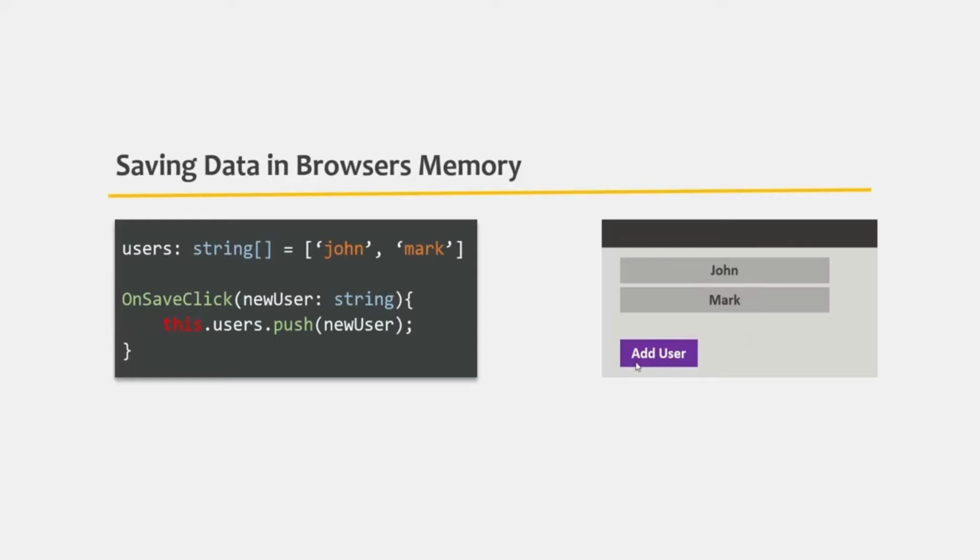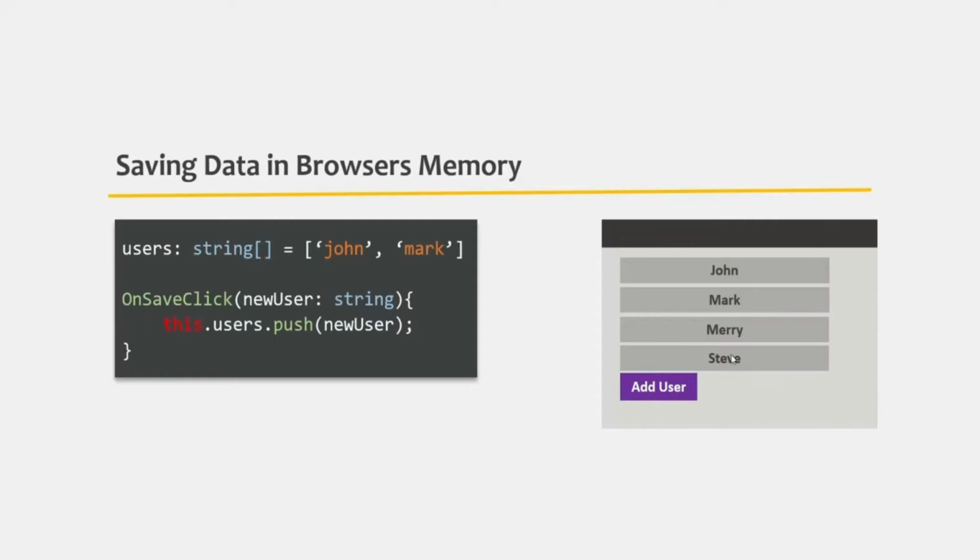Now, whenever a user clicks on this add user button, we are calling this on save click method, and there we are pushing that new user to that users array using this push method. So when this button is clicked, a new user will be added and it will be displayed in the web page. Again, when this button is clicked, again a new user will be added and it will be displayed in the web page.